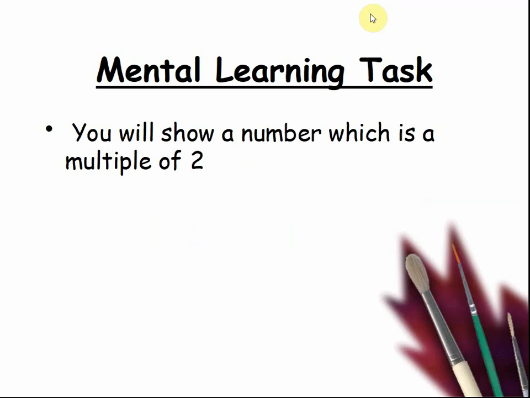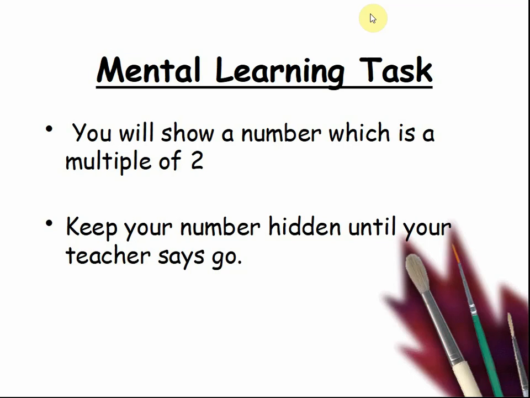You will show a number which is a multiple of 2. Keep your number hidden until your teacher says go. So, think of a number which is a multiple of 2. Then when your teacher asks you to tell you the number, you shout it out or you show it, and then you count on from your multiple of 2. Go!